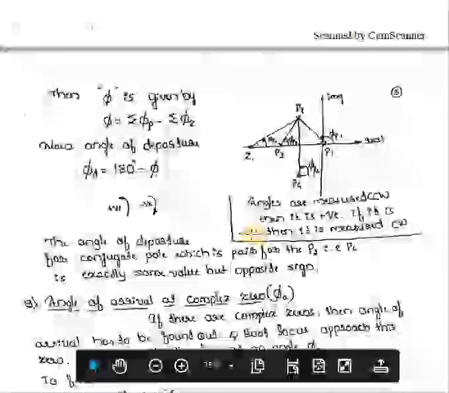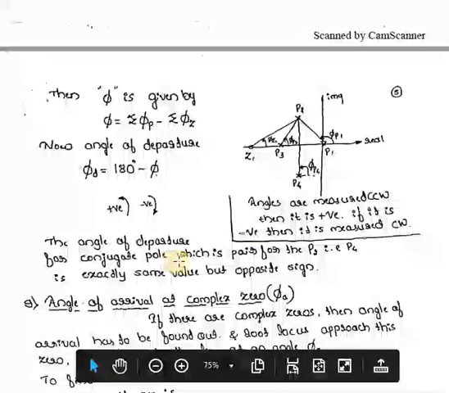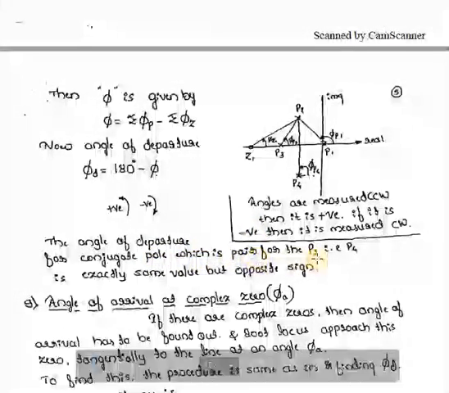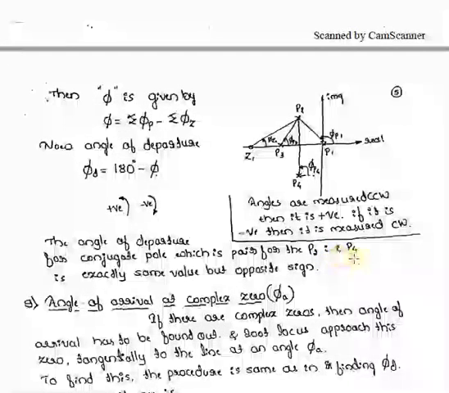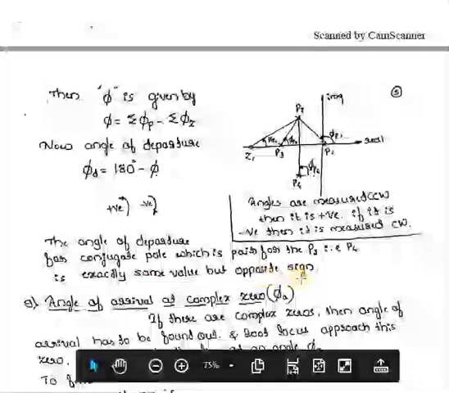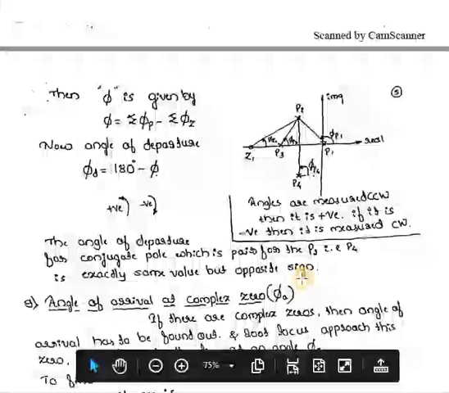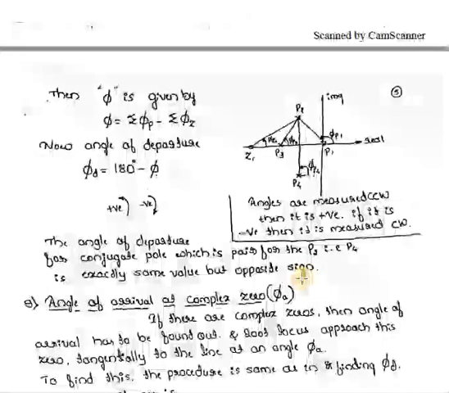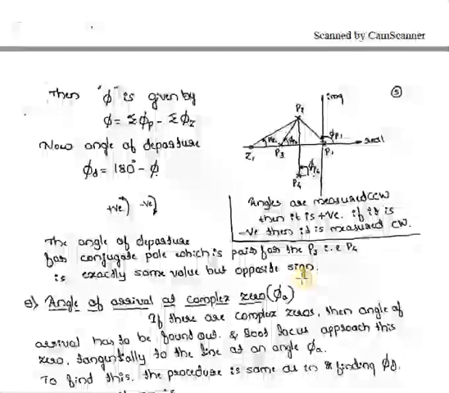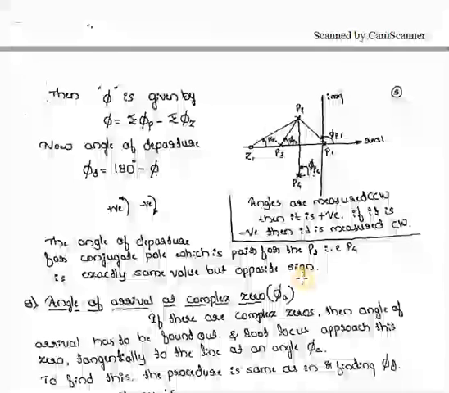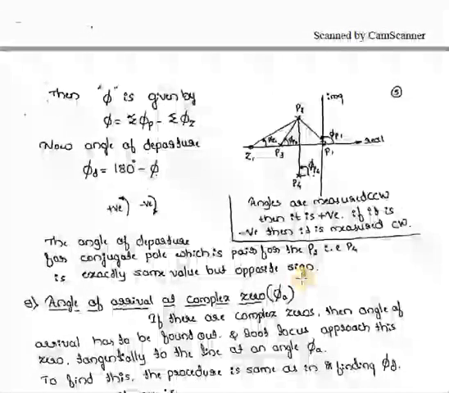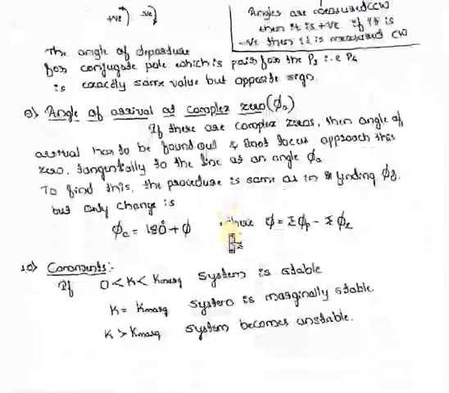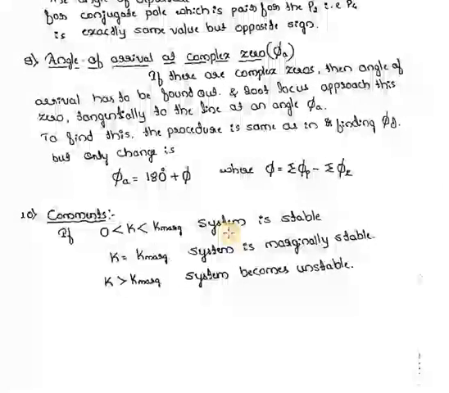So the angle of departure for the conjugate pole, which is the pair of P2, that is P4, is exactly the same value but with opposite sign, because complex means there will be two values, one with plus and one with minus. You need to find it for any one of the poles. For example, if you get the angle of departure as say 75 degrees for P2, then for P4 it will be minus 75 degrees. Then the ninth step is angle of arrival at complex zeros.